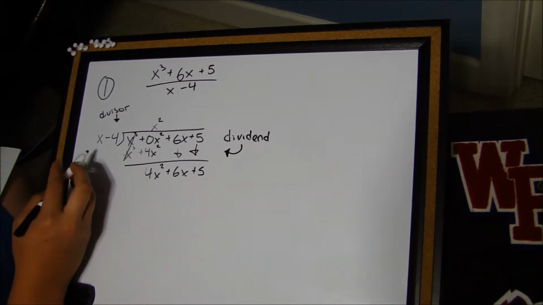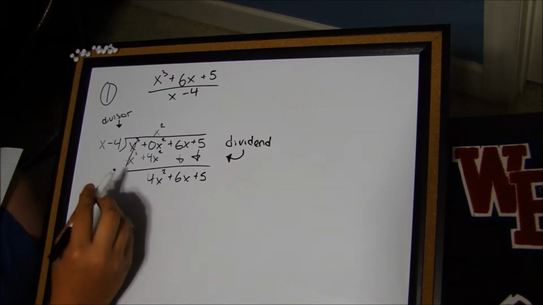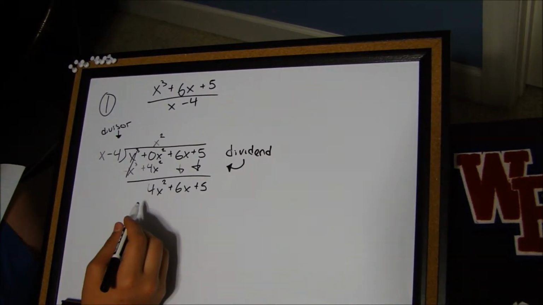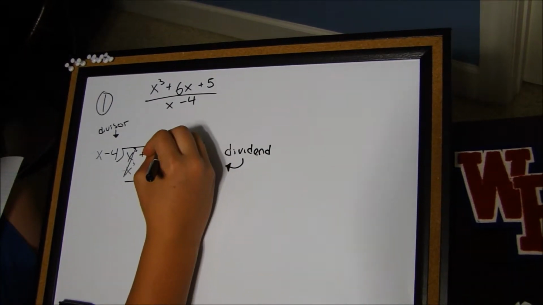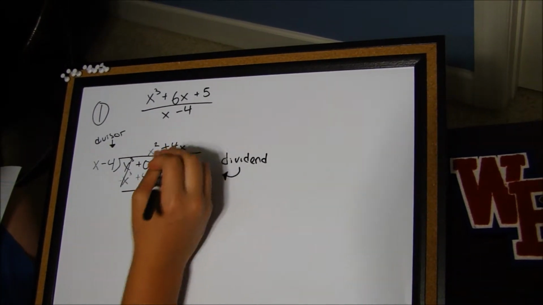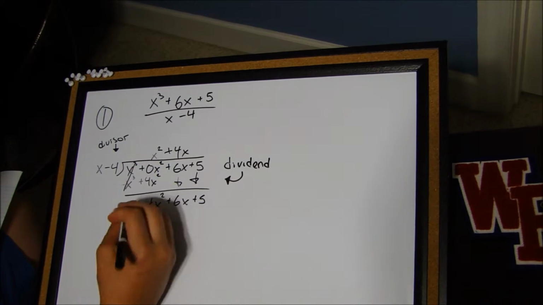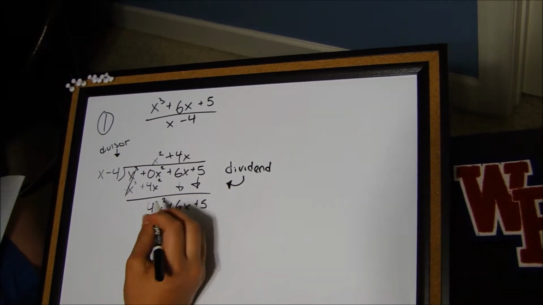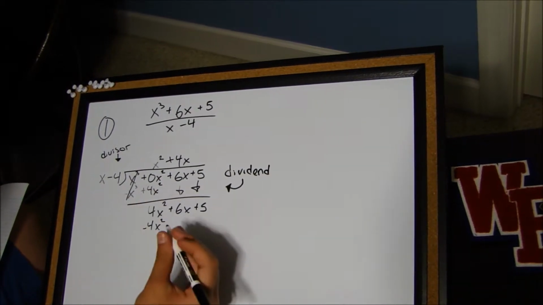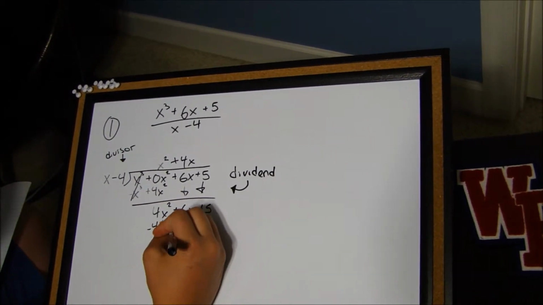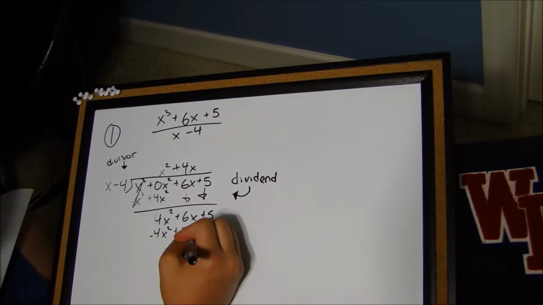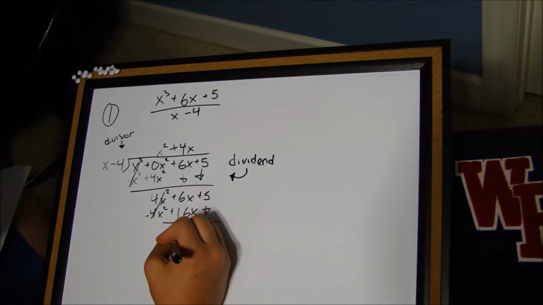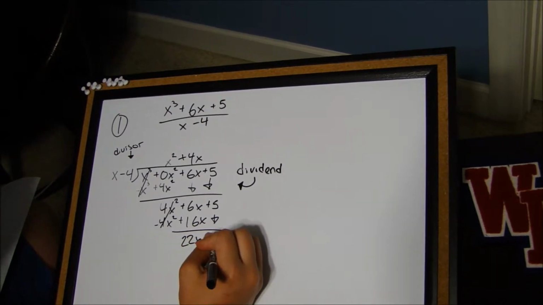Okay, so then we start with the first step again, so we divide 4x squared by x, and so that is 4x, so we put that up there, and then we multiply it by the first one and subtract it, so that's a negative 4x squared, and then the same with the negative 4, so we end up with a positive 16x, and then these cancel out, bring this down, and we get 22x plus 5.